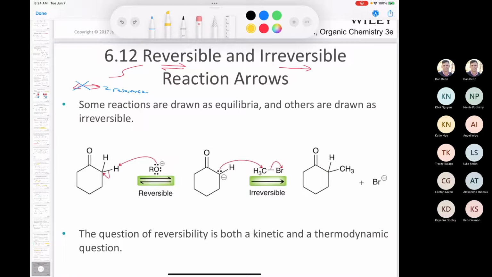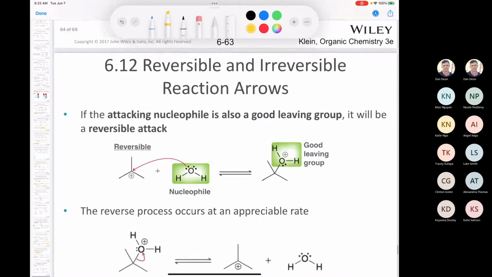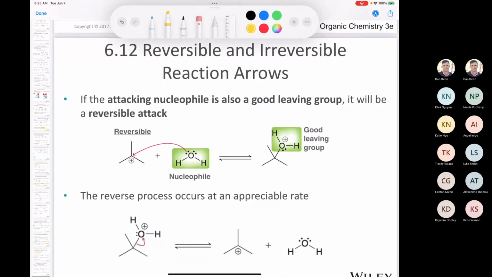The question of reversibility is both a kinetic and thermodynamic question, which is good because we've been talking about kinetics and thermodynamics in this chapter. However, Dr. Klein has found a way, I think, to really lay out some rules here that make this pretty reasonable. So let's take a look.